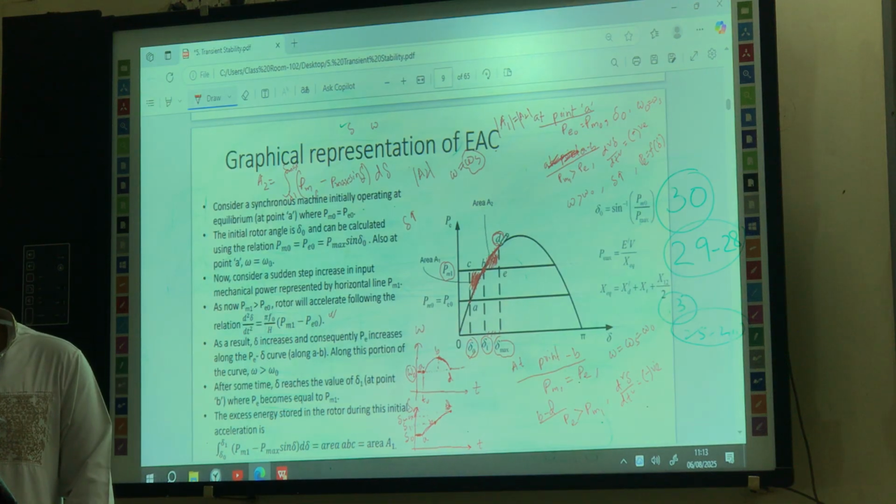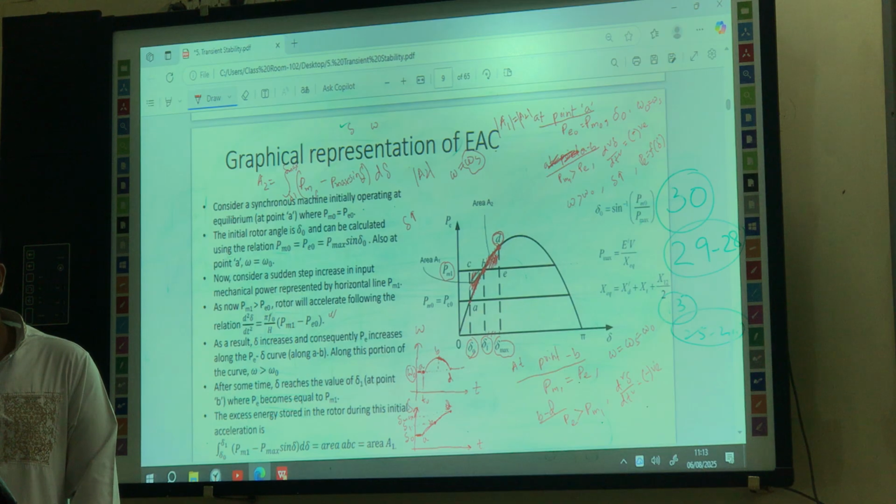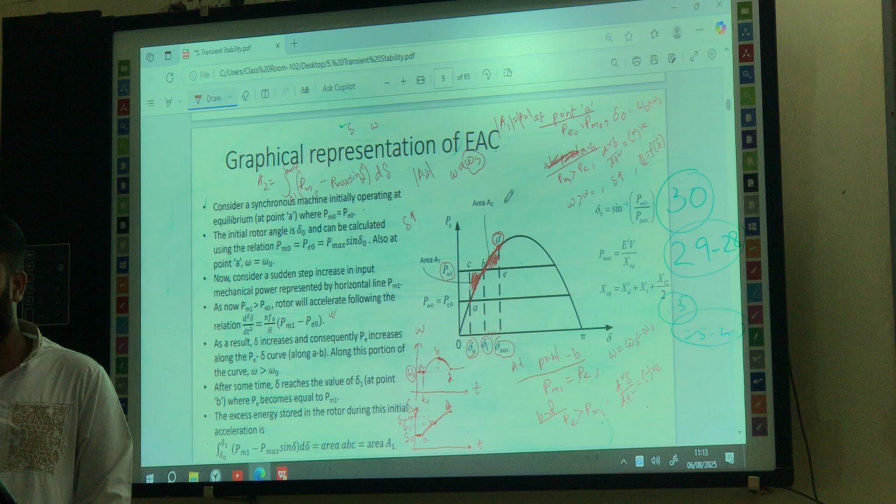Now look at point T. At point T, all the stored kinetic energy that was stored during this stage has completely been given back to the system, right? So the system can go further. It will be here. Okay. Now look at point T.